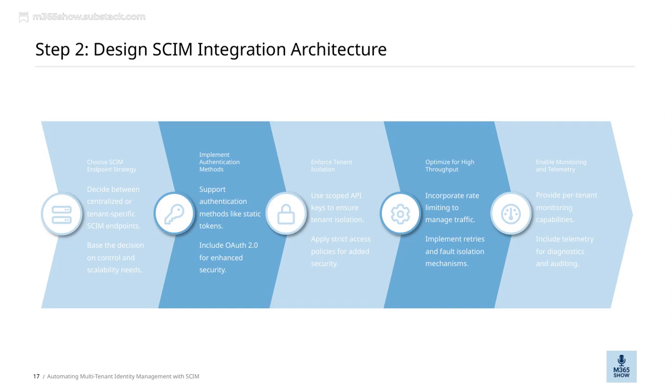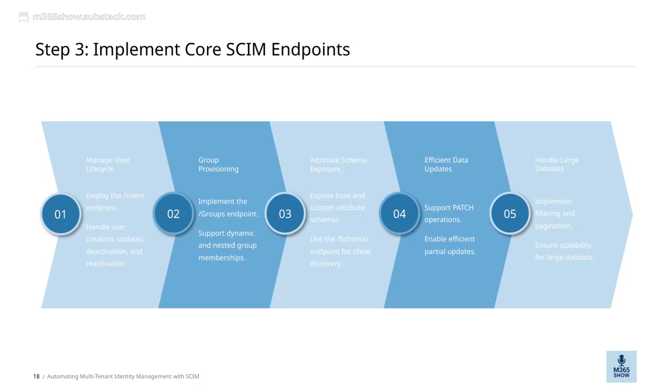Finally, deciding between centralized or tenant-specific SCIM endpoints depends largely on your control needs and scalability requirements. Centralized endpoints simplify management but might introduce bottlenecks, whereas tenant-specific endpoints give you more control and scalability at the cost of increased complexity. All these considerations are interconnected. By designing a robust architecture with these elements, we ensure that our multi-tenant identity management system is secure, scalable, and resilient. Now, moving on to step 3, implementing the core SCIM endpoints.